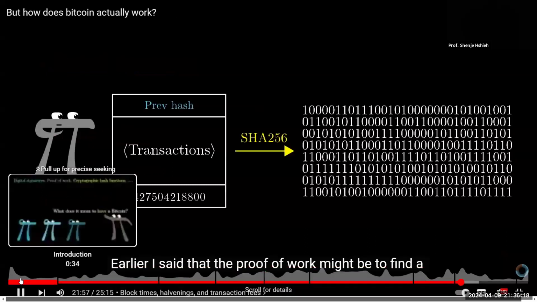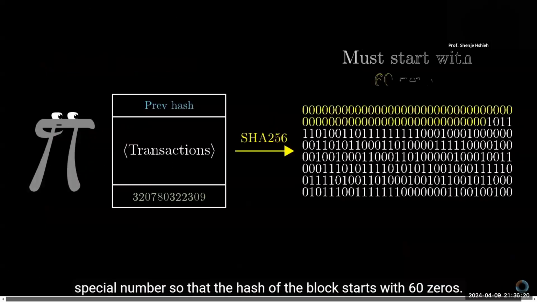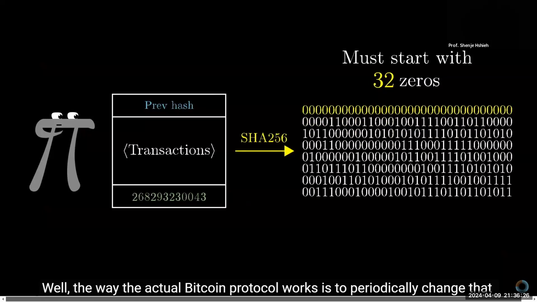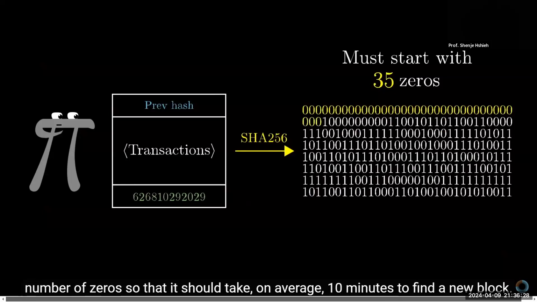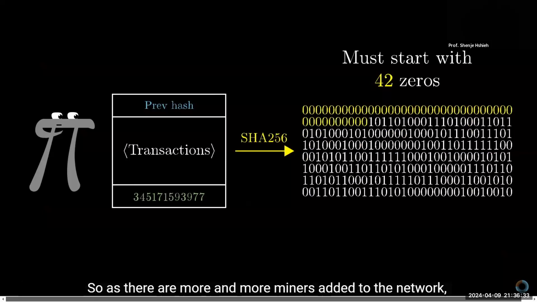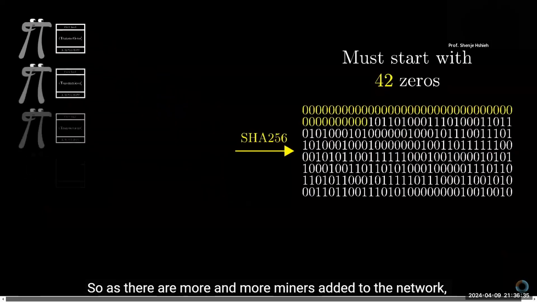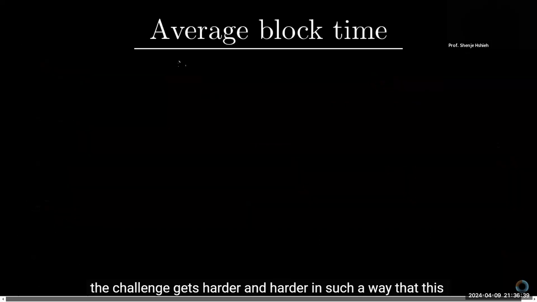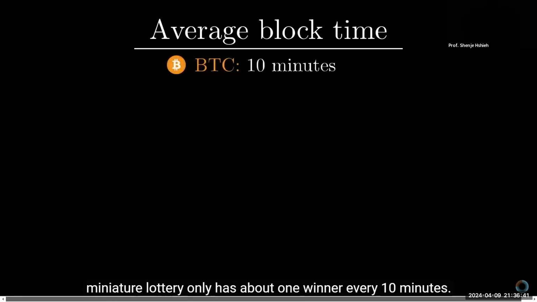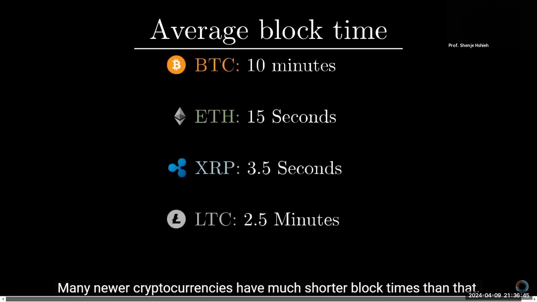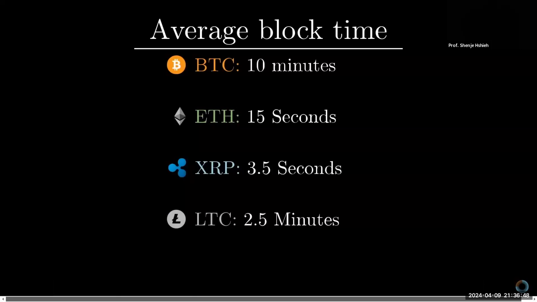Earlier, I said that the proof of work might be to find a special number so that the hash of the block starts with 60 zeros. Well, the way the actual Bitcoin protocol works is to periodically change that number of zeros so that it should take, on average, 10 minutes to find a new block. So as there are more and more miners added to the network, the challenge actually gets harder and harder in such a way that this miniature lottery only has about one winner every 10 minutes. Many newer cryptocurrencies actually have much shorter block times than that.